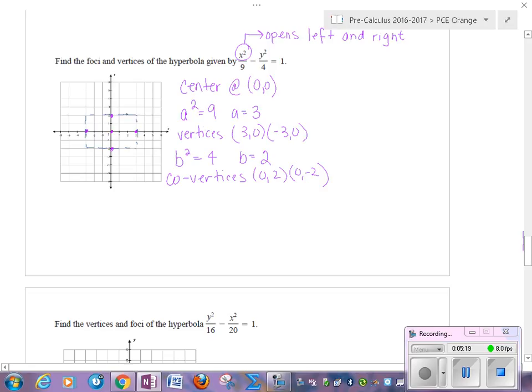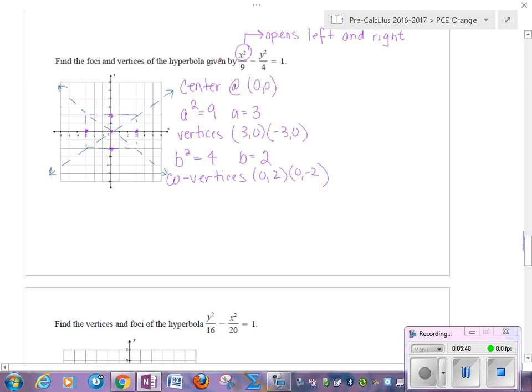Remember, this is just a graphing aid, so you're going to draw that in. Now, the asymptotes basically go from corner to corner of your rectangle. So you're just going to draw your asymptotes right through the corners of your rectangle, through the center there. Now we've set up this rectangle and these asymptotes, so we can go ahead and sketch in our hyperbola.